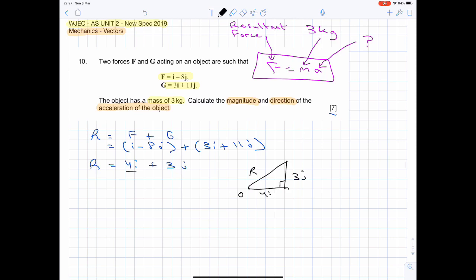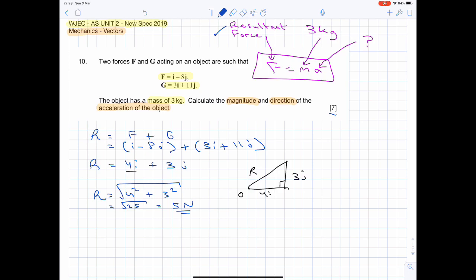Notice we have set up a right angled triangle, therefore we can find this value R using Pythagoras' theorem, which I'm now going to do. We know from Pythagoras that R in this case would equal the square root of 4 squared plus 3 squared, which would lead us to root 25, which would then be 5. And now, as this is the resultant force, 5 newtons. We have now found the resultant force.